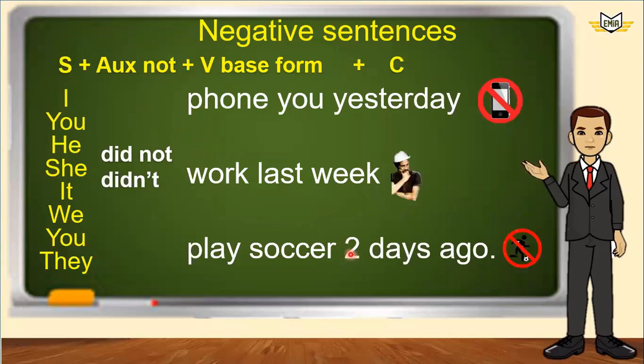Negative sentences. The structure for negative sentences is the subject plus auxiliary. Here we use the complete form, that is did not, or didn't, which is the contraction. You can use did not or didn't according to the context. In formal context, you use the complete form. In informal context, you use the contracted form, didn't.